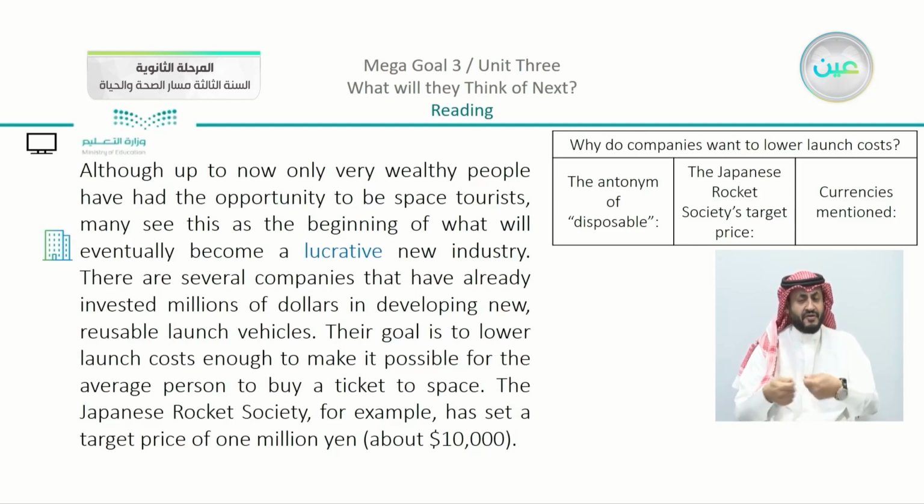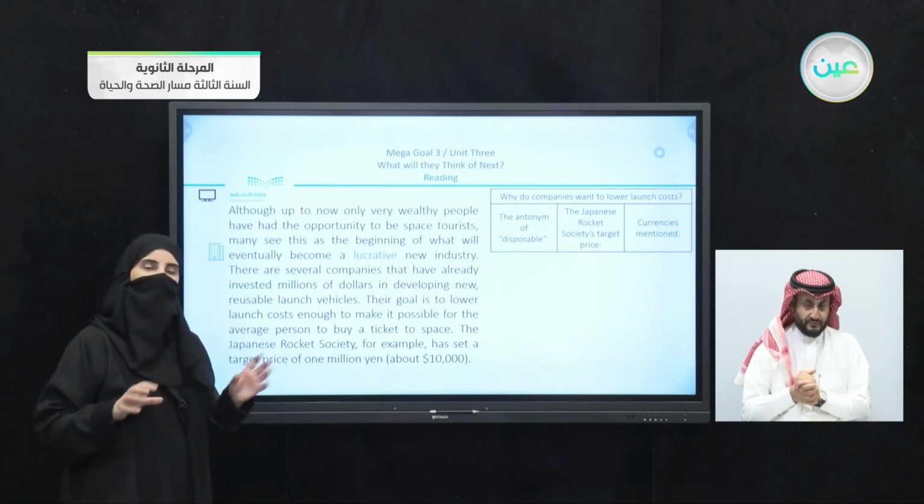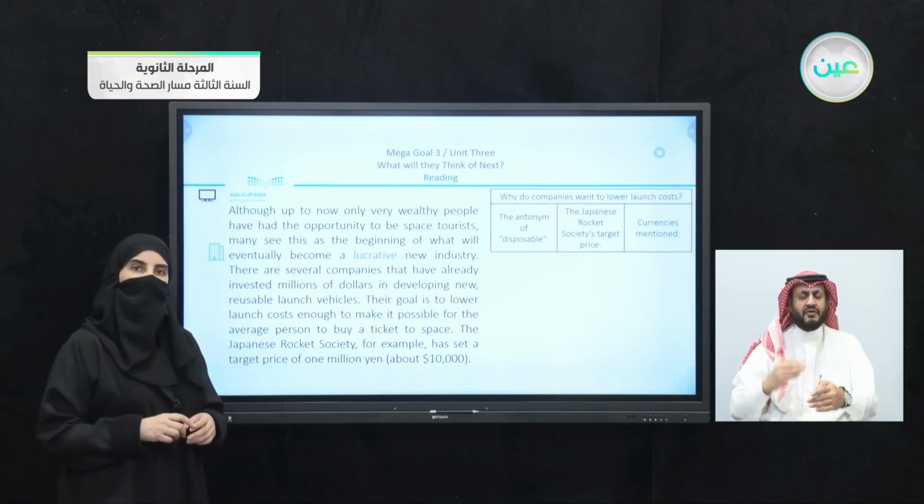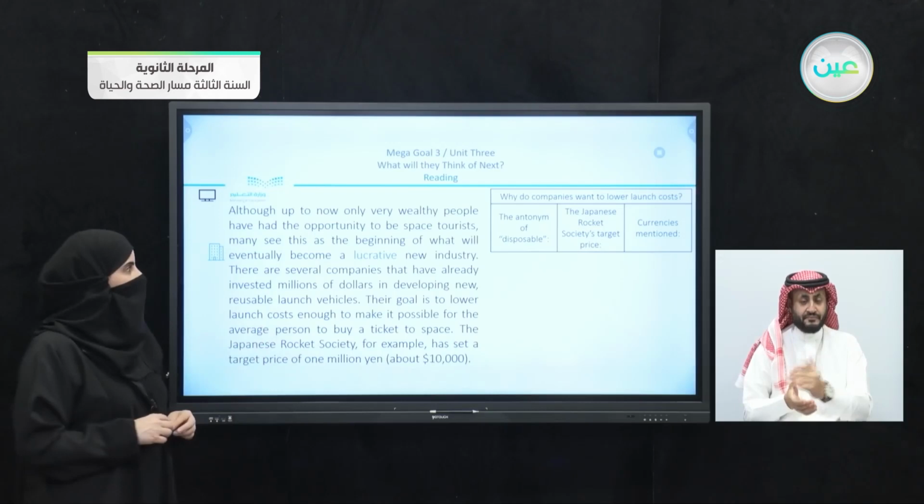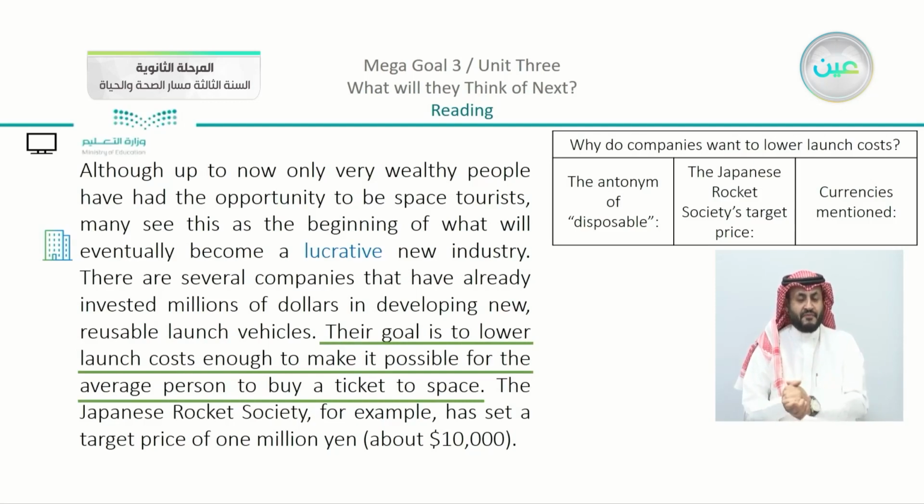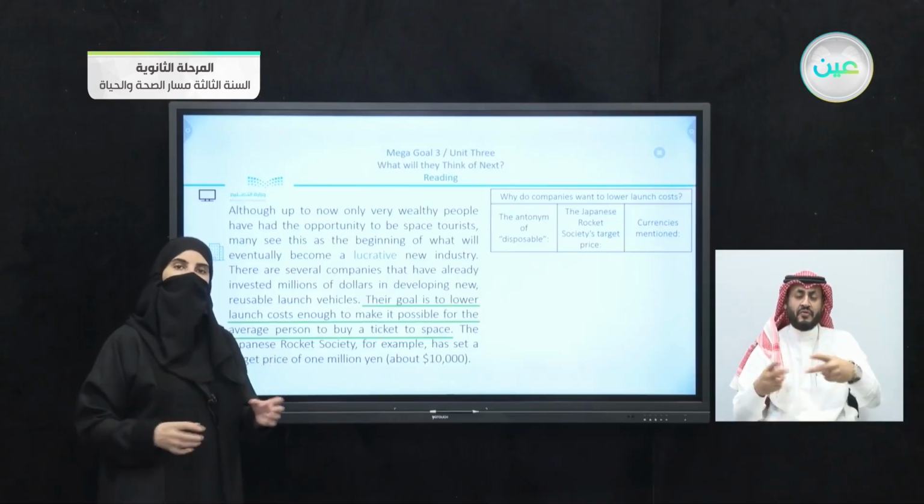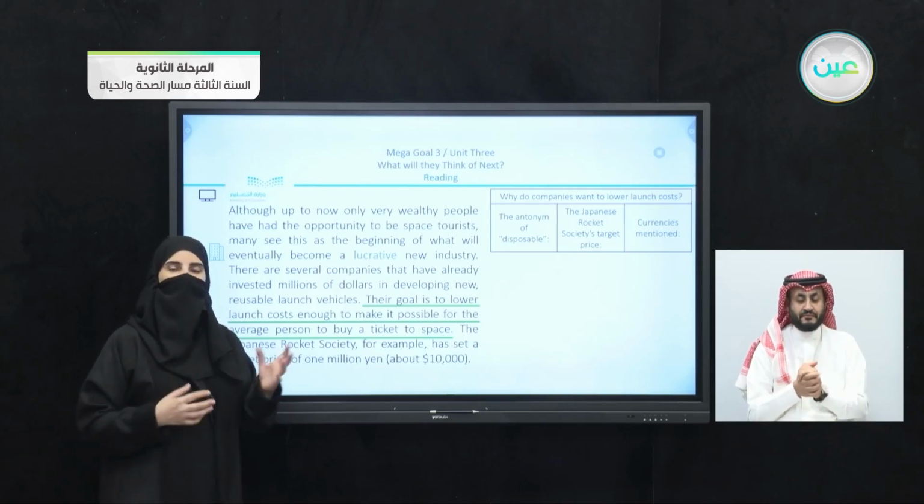Now, I read the questions with you from the very beginning. So when we scan, we can find the answers together. So starting, let's just do it together. We have here, why do companies want to lower launch costs? We can see that their goal is to lower launch costs enough to make it possible for the average person to buy a ticket to space. Now, this is something exciting, that they want even average people, not the wealthy, even the average people may have the chance to go to space.